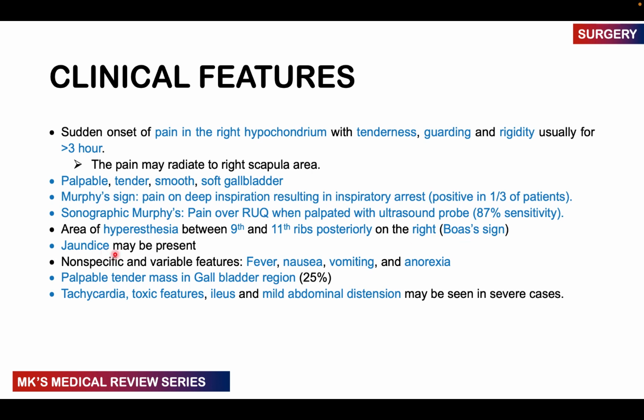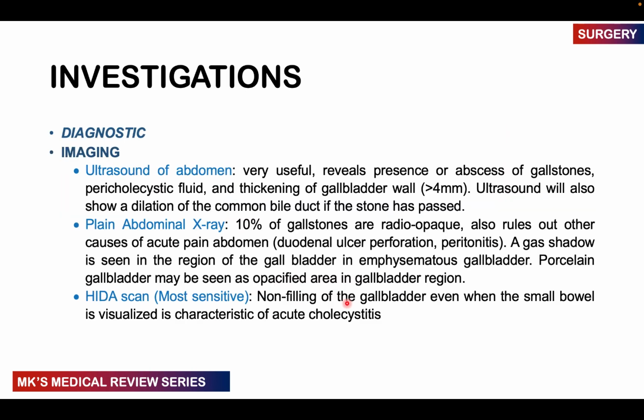You may get features of jaundice and sometimes some non-specific features such as fever, nausea, vomiting, and anorexia. There may be a palpable tender mass in the gallbladder region in 25% of the cases. You may sometimes get tachycardia, some toxic features. Ileus, you may get some mild abdominal distension in very severe cases.